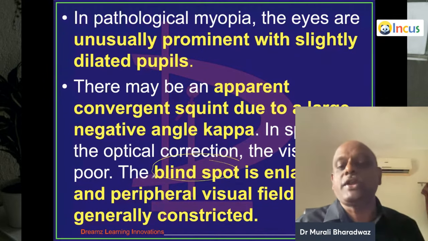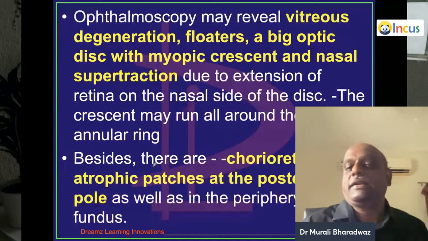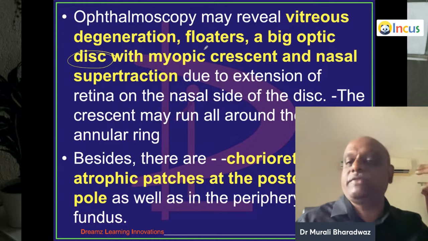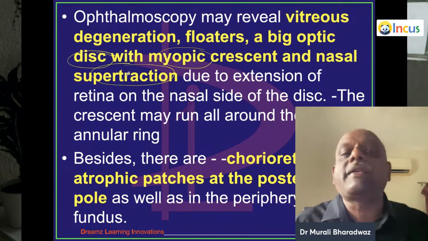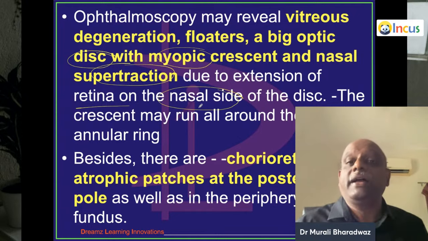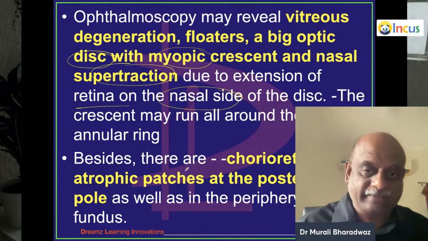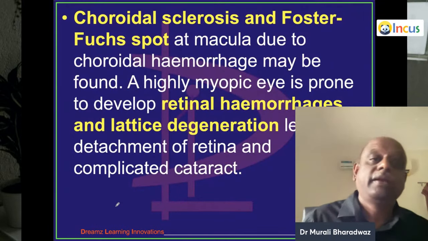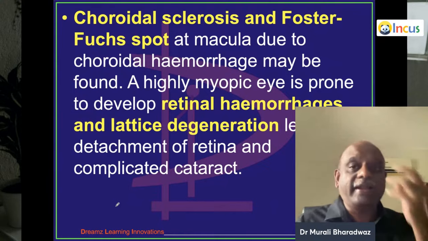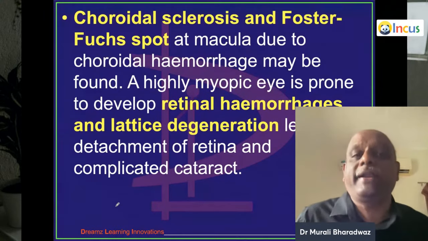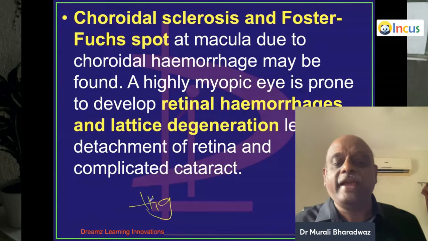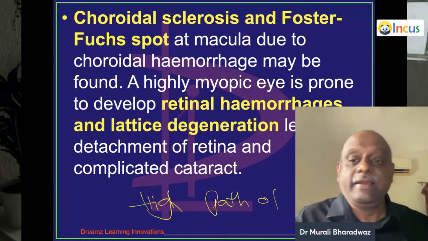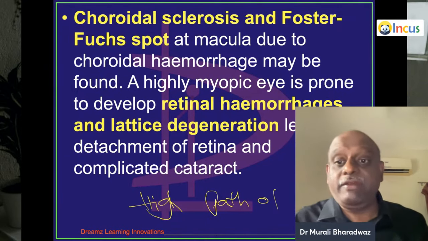The blind spot is enlarged. Peripheral visual field is constricted. That is pathological myopia. There is a vitreous degeneration, floaters, a big optic disc with a myopic crescent with nasal supertraction because of the extension of the retina on the nasal side of the disc. There will be chorioretinal atrophic patches at the posterior pole. Fuchs spots at the macula because of the hemorrhage into the choroid is another important feature of the high pathological myopia. All the pathological changes in pathological myopia, you need to be very, very clear about, doctor.